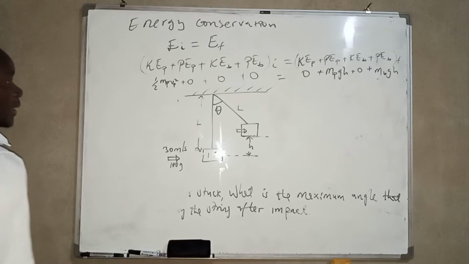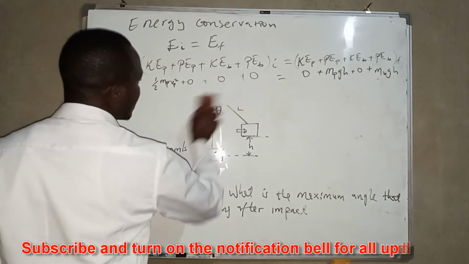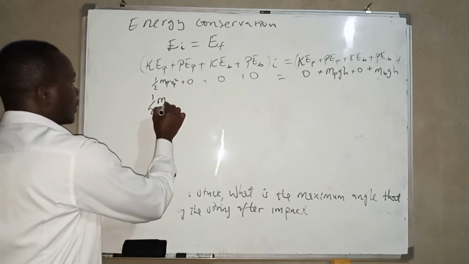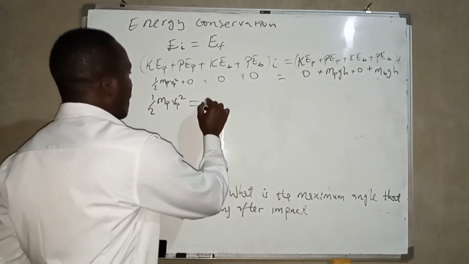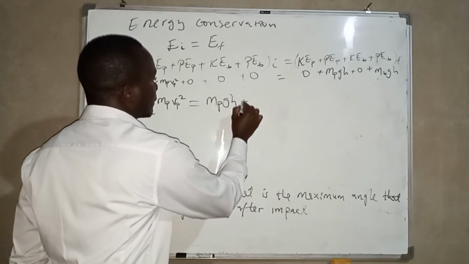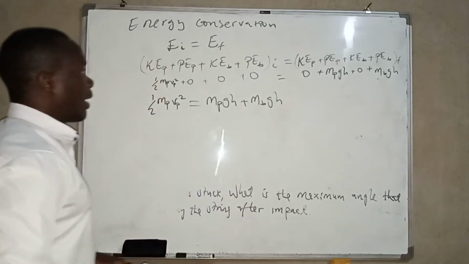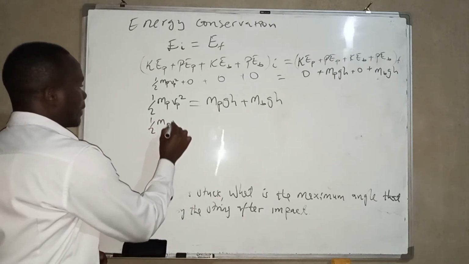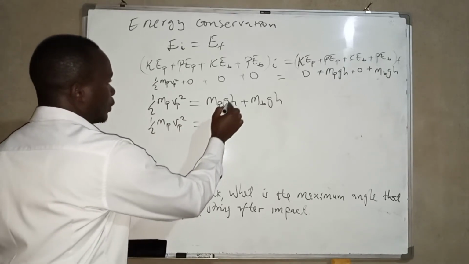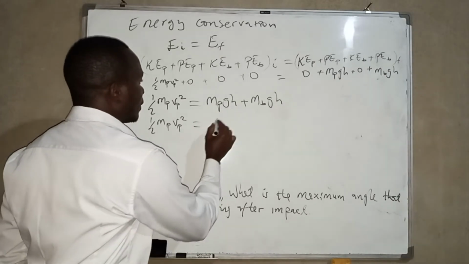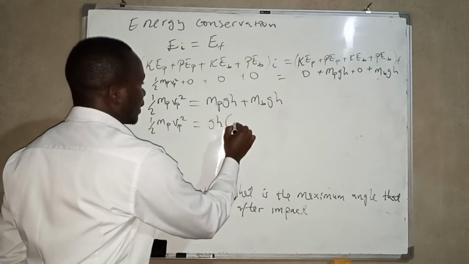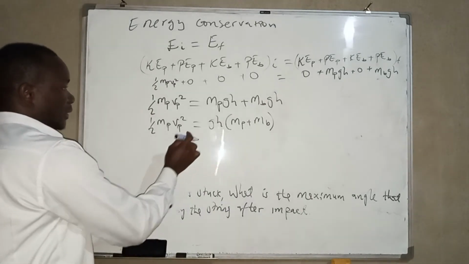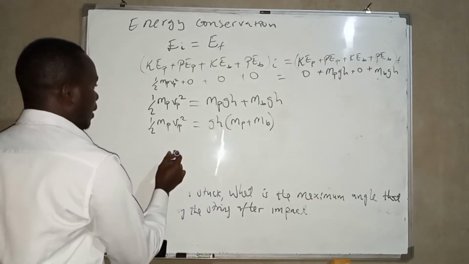Let me erase this and let us continue and finish if we can. So what we're going to have here is half m_p v_p squared, which will give us m_p g h plus m_b g h. But we see that g h is common. So we can say half m_p v_p squared is equal to g h times m_p plus m_b.